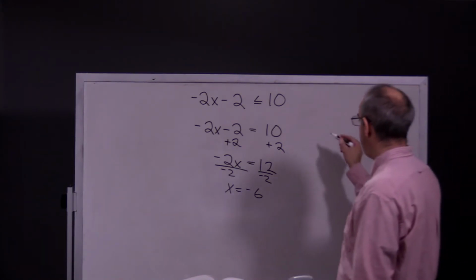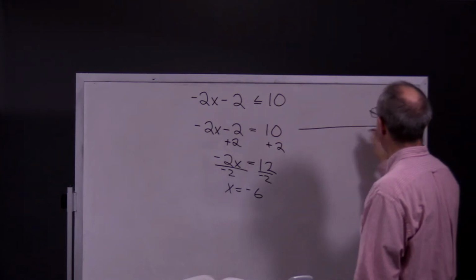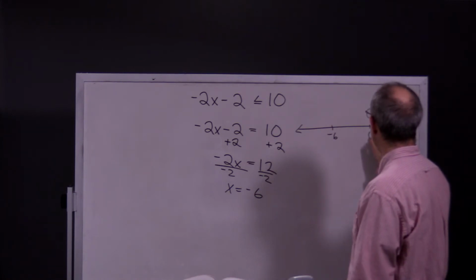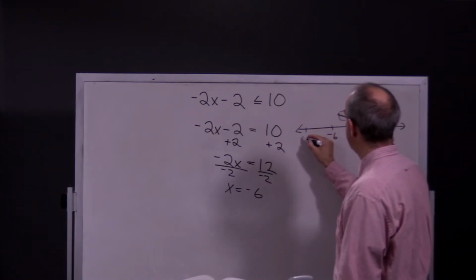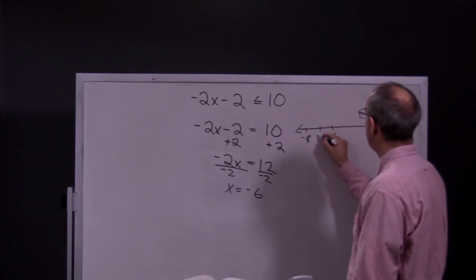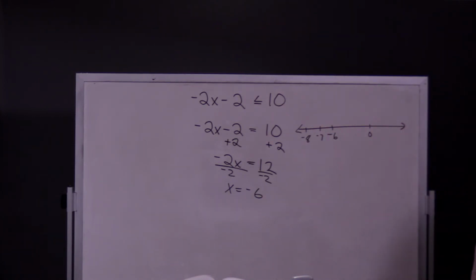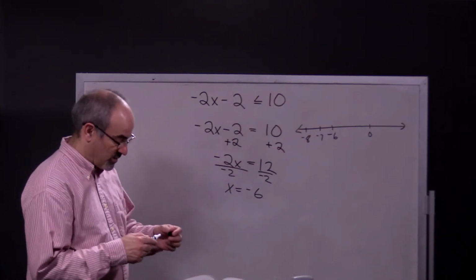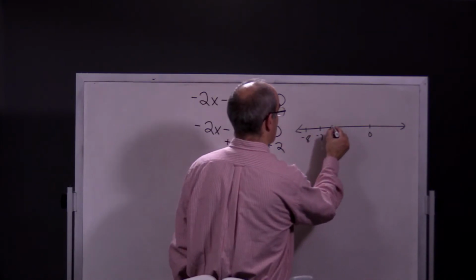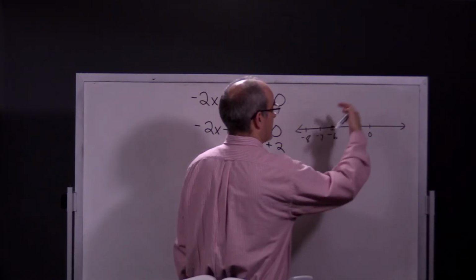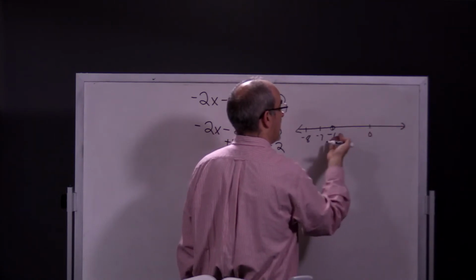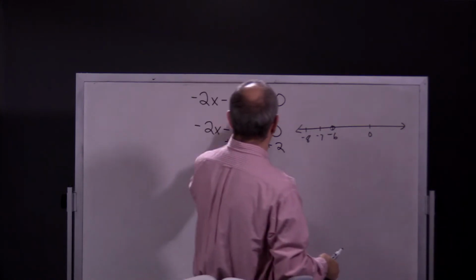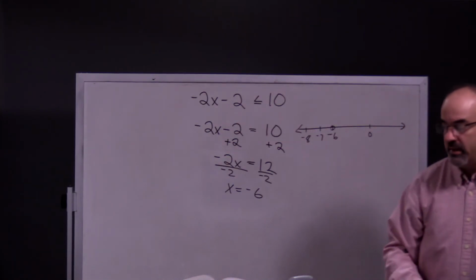What you're going to do then is draw a number line that has negative 6 on it somewhere. Then you're going to put a few other numbers on there. What you're going to do next is test this number here, which was our critical value, and then test a number up here, anywhere up here, and then a number down here. And you test it in the original inequality.